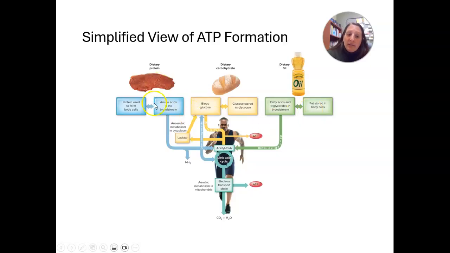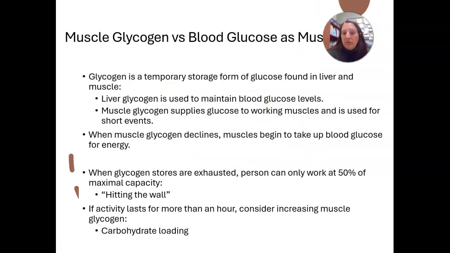And then dietary proteins, preferred, would be used to form body cells, but the amino acids can also enter the bloodstream. They can be deaminated, so this NH3 group comes off, and this is going to add to urine. And then the carbon skeleton can enter into aerobic respiration this way. It's not preferred to break down dietary protein for energy. The preferred sources are carbohydrates and fats. But if your body has to, it will turn to proteins.